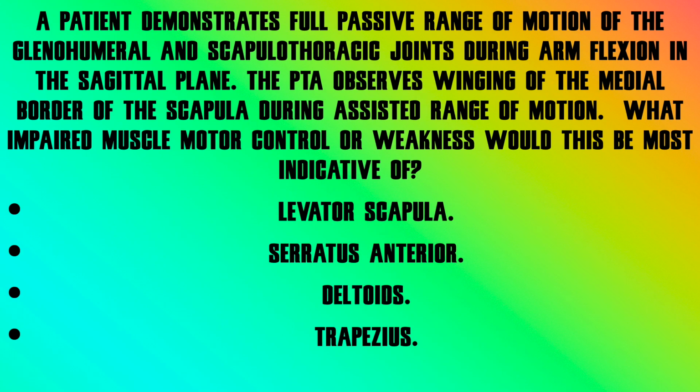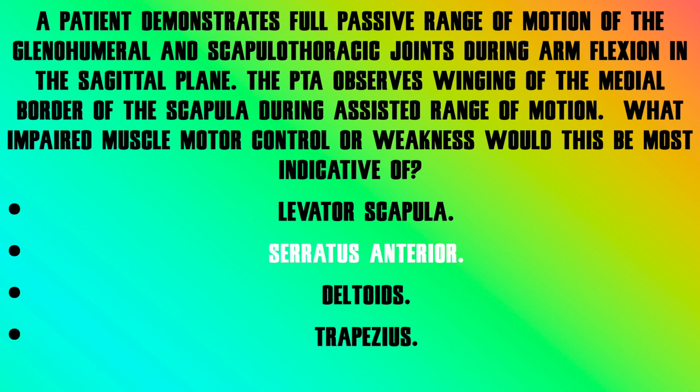A patient demonstrates full passive range of motion of the glenohumeral and scapulothoracic joints during arm flexion in the sagittal plane. The PTA observes winging of the medial border of the scapula during assisted range of motion. What impaired muscle motor control or weakness would this be most indicative of? The answer is serratus anterior.